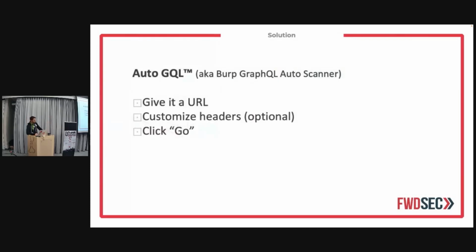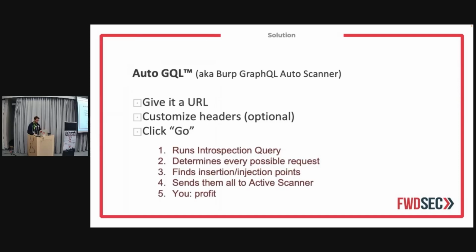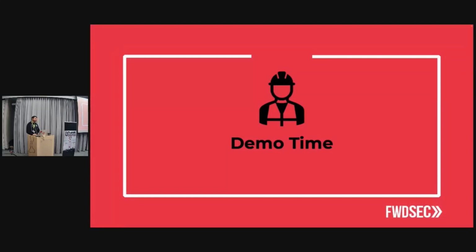Okay. So let me introduce to you AutoGQL. Give it a URL, option to customize headers, click go. It's going to run the introspection query in the background. It's going to determine every possible request. It's going to find all the little spaces where we should be injecting. And then it's going to take that and send it all to the active scanner. Before it sends it, it'll give you the option to deselect some stuff. I'll get into that in a second. So I'm going to show you how that works. Let me bring the cursor back onto this screen.